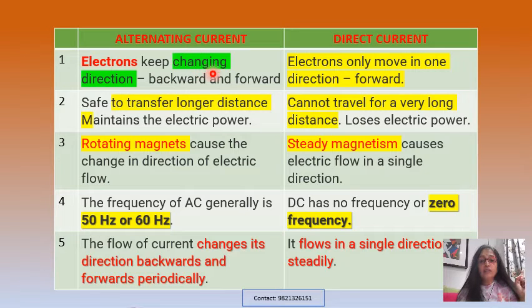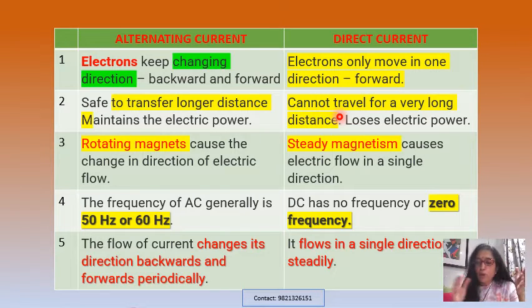Electrons in alternating current keep changing direction. Oh, I'm going this way, oh, I'm going backward, oh, I'm going forward, oh, I'm going backward. They can change their direction. That's the benefit of alternating current. Direct current cannot travel for a very long distance. It loses electric power.